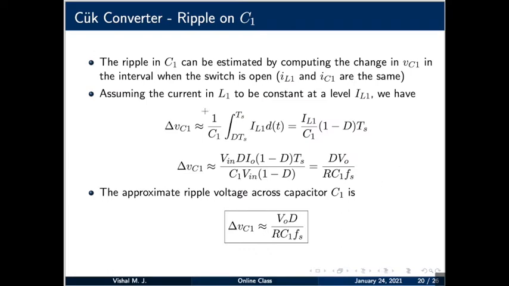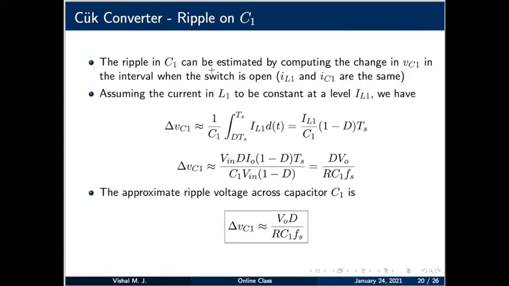So we have to find out the ripple on C1. When there is a current flow through C1, voltage will fall or rise depending on the direction of current, and that will contribute to some ripple. So let's see that the ripple in C1 can be estimated. Now the trouble is that, I will come to it shortly. The ripple in C1 can be estimated by computing the change in VC1.